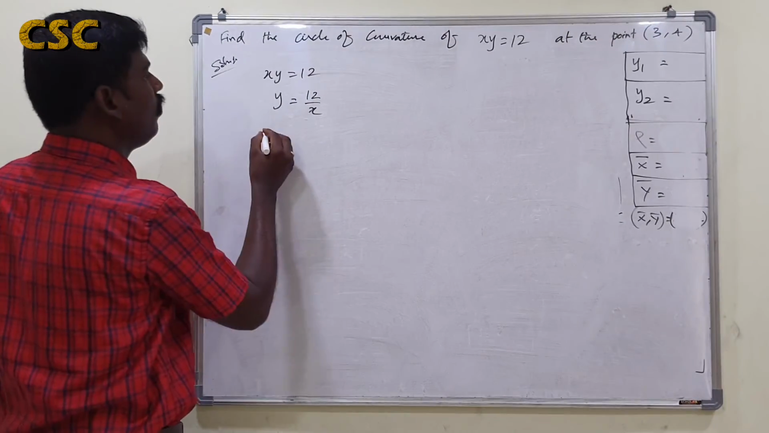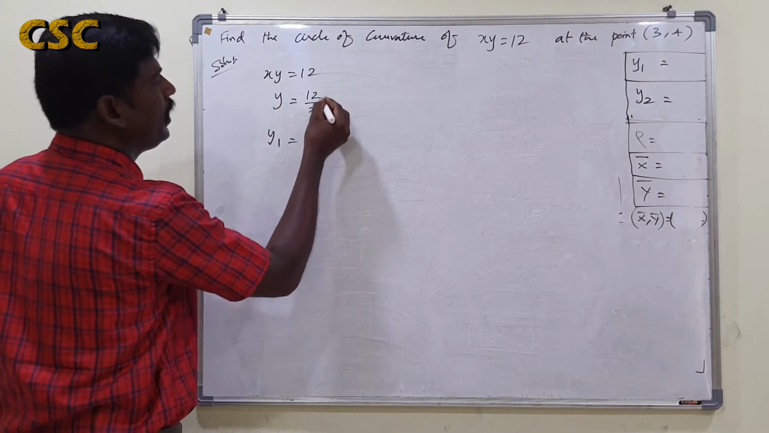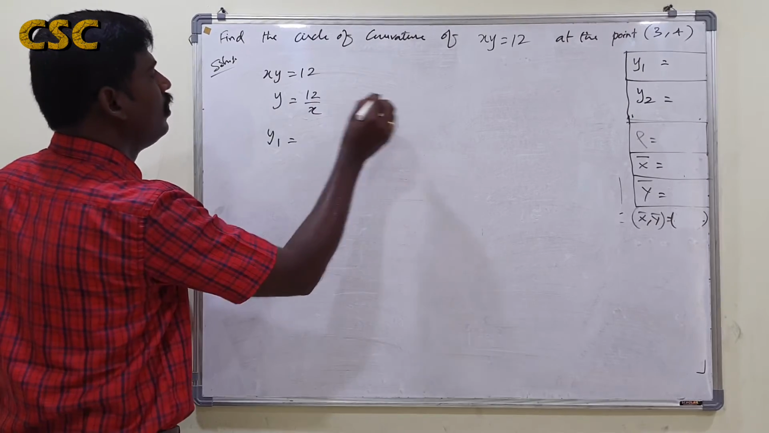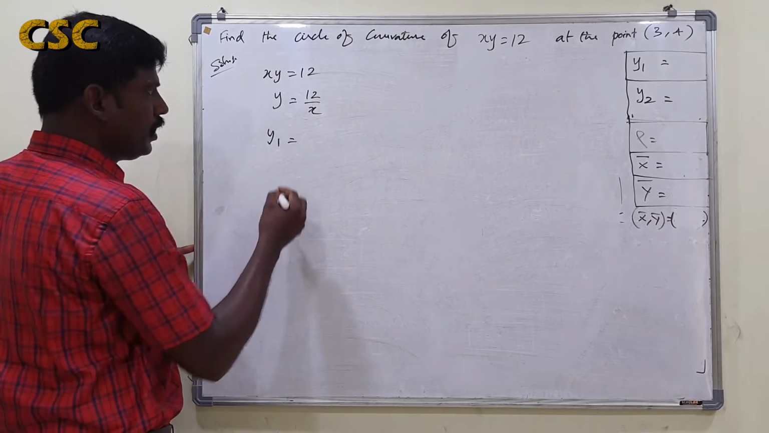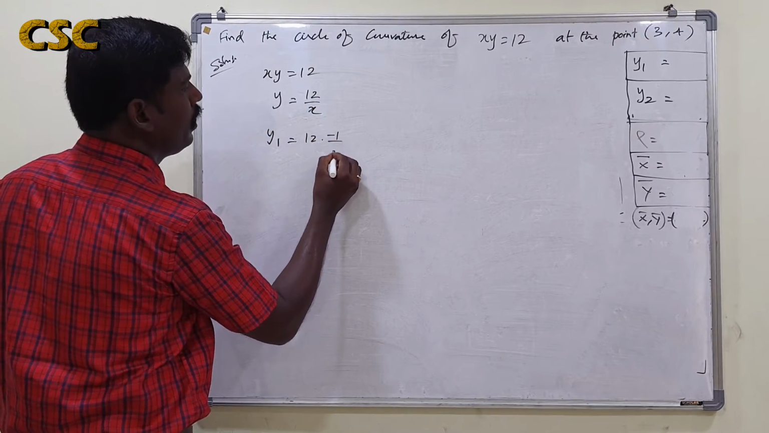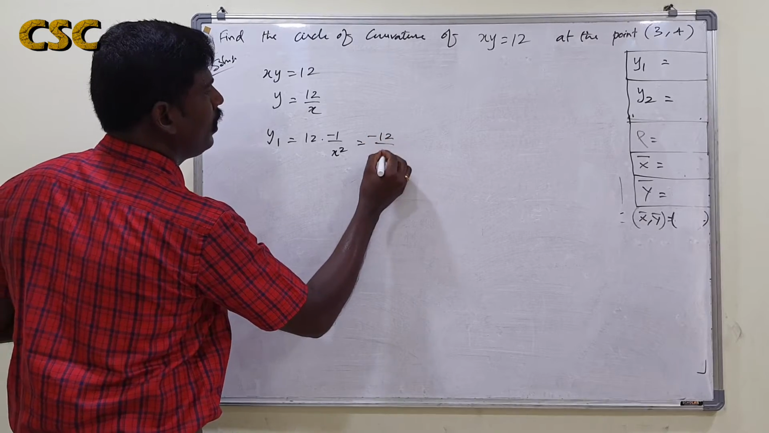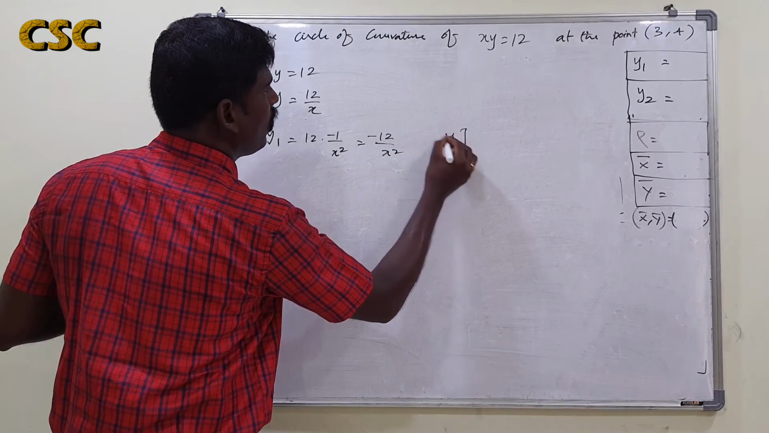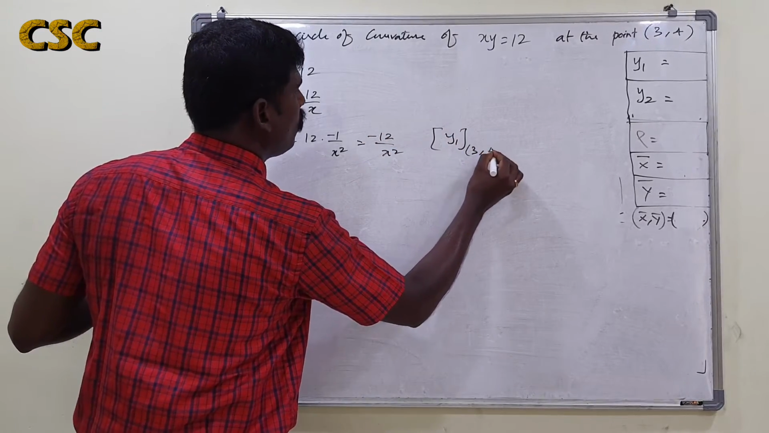Right? Now we can go for finding y1 by differentiating with respect to x. Okay, so y becomes y1. So 12 into minus 1 by x square, that is equal to minus 12 by x square. What is the value of y1 at the point 3 comma 4?